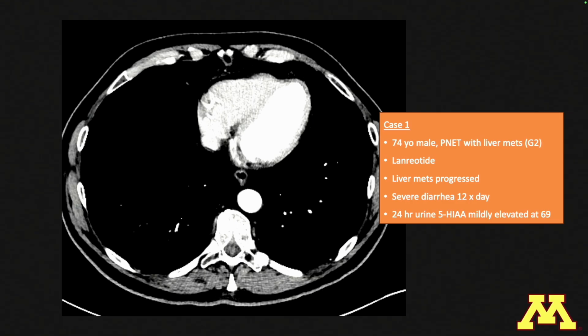They had severe diarrhea, like 12 times a day. The 5-HIAA, which is a metabolite we can check in the urine to see how metabolically active the tumor is, was mildly elevated at 69.